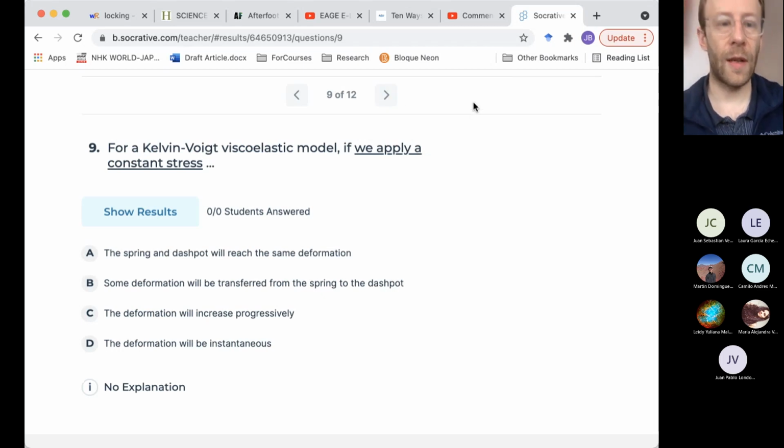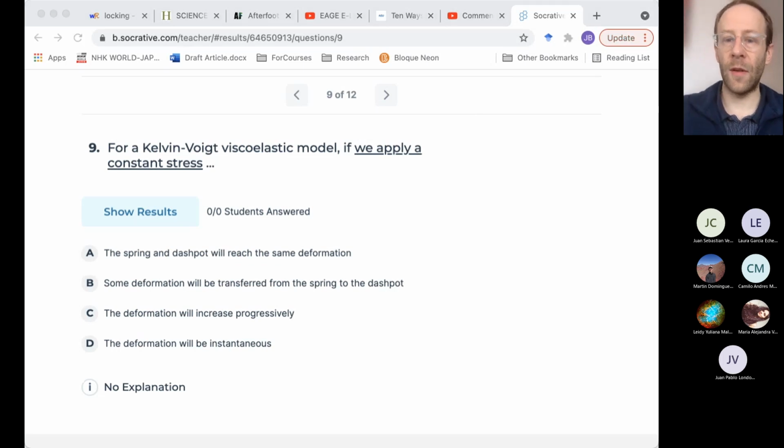Better go to the Kelvin-Voigt viscoelastic model. So remember what the Kelvin-Voigt is? Instead of having the dashpot and the spring in series, we have the dashpot and the spring in parallel, like this. A small change that changes everything, basically. So if we apply a constant stress for some time, what's going to happen to the Kelvin-Voigt model?